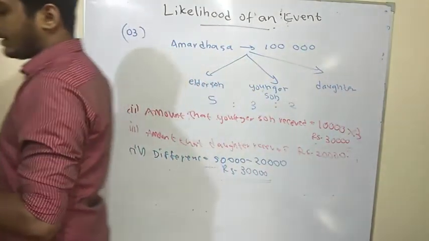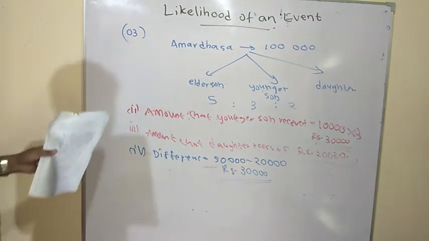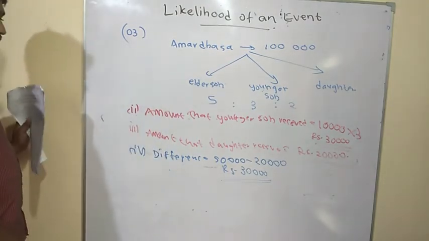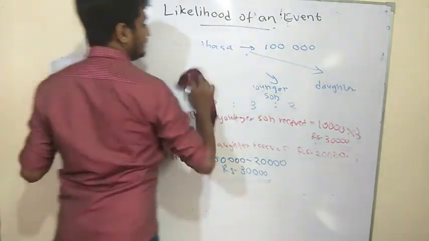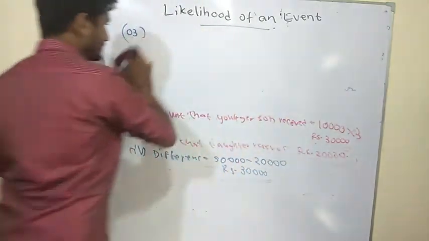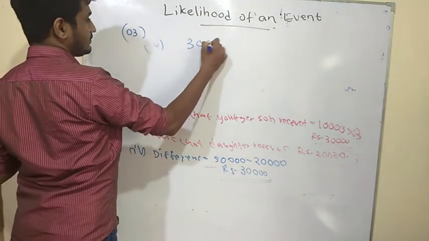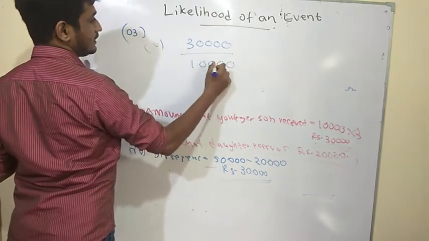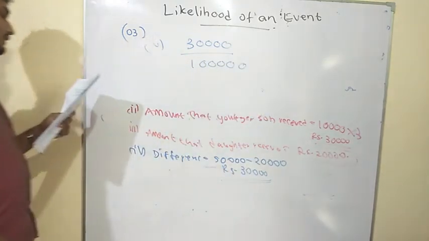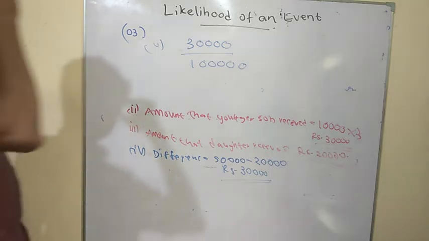Number 5. Write down the amount received by the younger son as a fraction. You can see the younger son got how many rupees? 30,000 rupees. He got 30,000 rupees from the 100,000 rupees. Write this fraction.